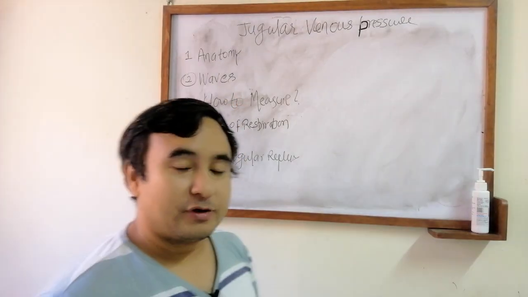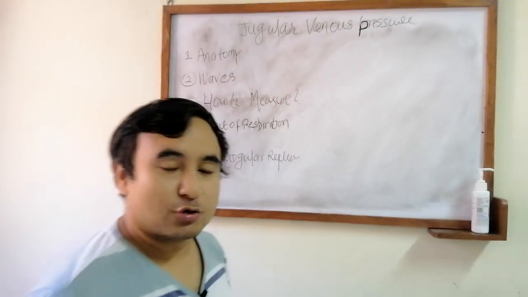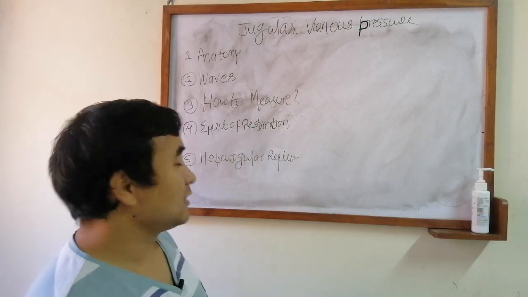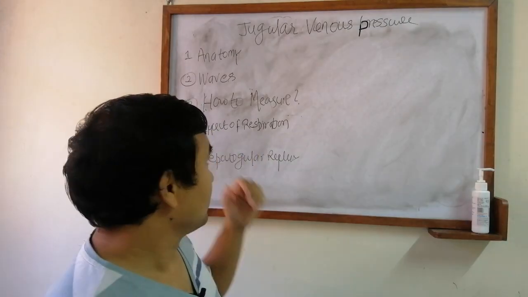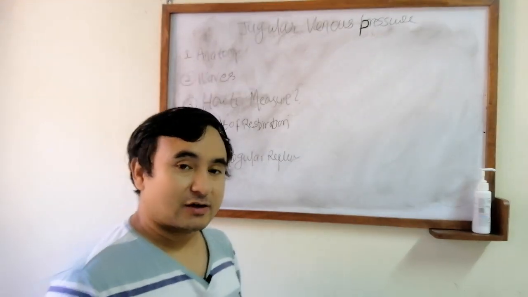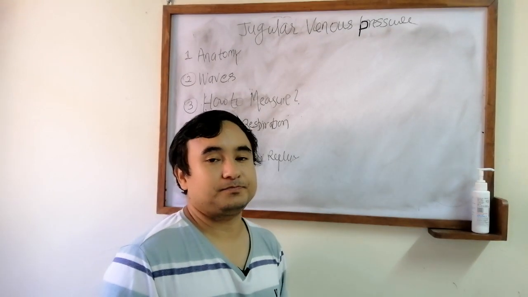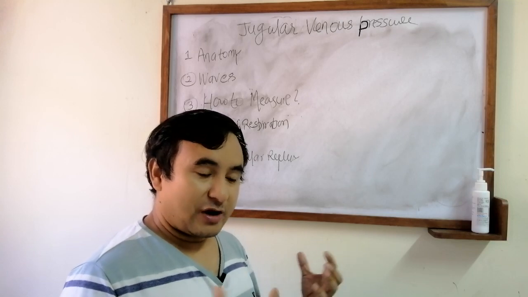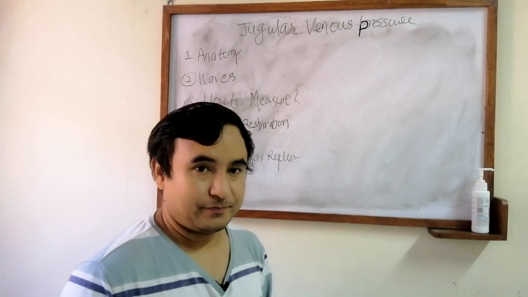So, objectives of today's discussions are: we learn about the anatomy of the jugular vein. Similarly, we will also discuss the waves in JVP, how we are supposed to measure the jugular venous pressure, what is the effect of respiration over JVP, and what is hepatojugular reflux. We are not going to discuss the different abnormalities in JVP in different disease conditions.